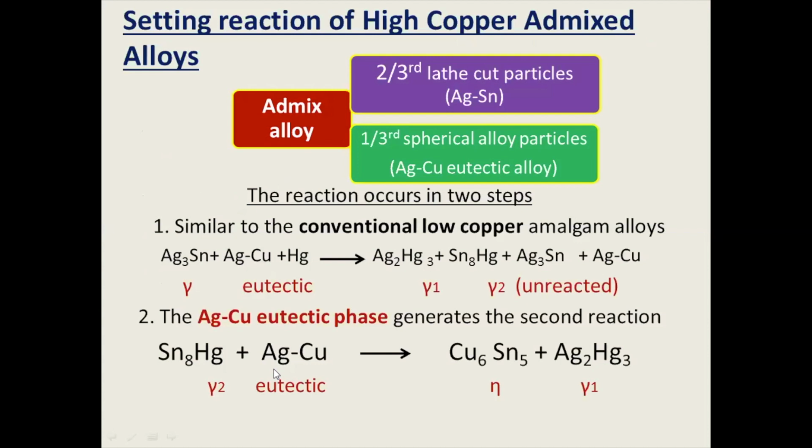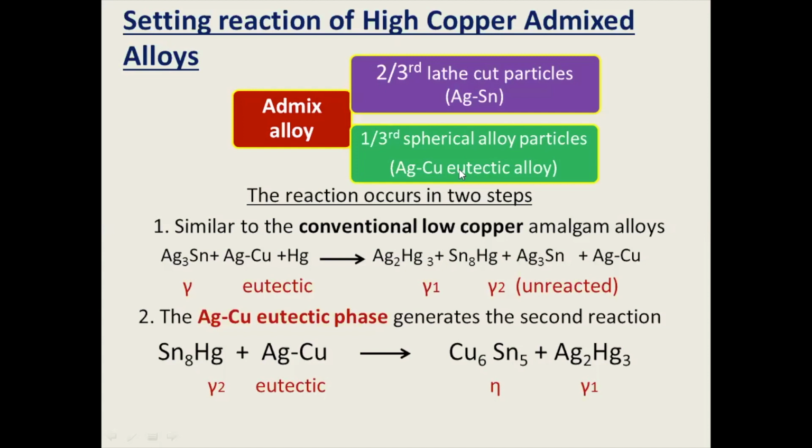Now let us see how the admixed alloy is made. Now the admixed alloys, as the name suggests, combine two shapes of particles. Now there are two shapes available, lathe cut and spherical. So in this combination admixed, 2/3 are lathe cut particles, that is silver tin, and 1/3 are spherical alloy particles, which is silver copper eutectic alloy. Now what do you mean by eutectic alloy? Eutectic alloys are those which exhibit complete liquid solubility but limited solid solubility. And the most popular example is silver copper.